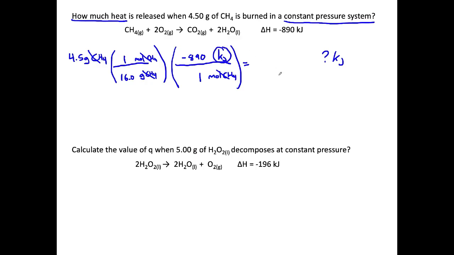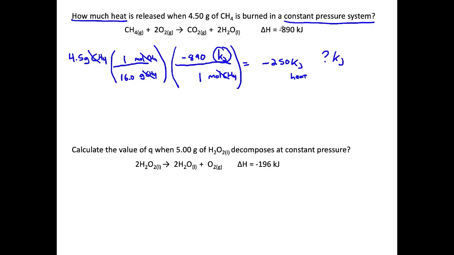And so when we look at everything at the end, I'm going to get minus 250 kilojoules of heat released when I combust 4.5 grams of methane. And again, since enthalpy is an extensive property, the more reaction I do, the more heat. Here, I've only got about 1/4 of a mole of methane actually combusting, and so it makes sense that my heat value is about 1/4 of that overall value.